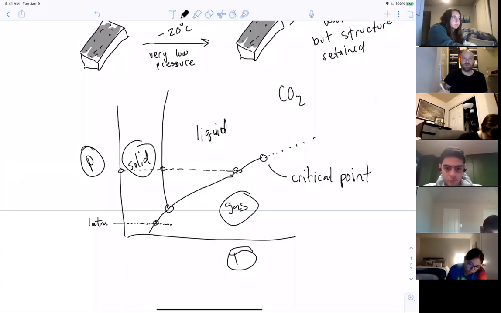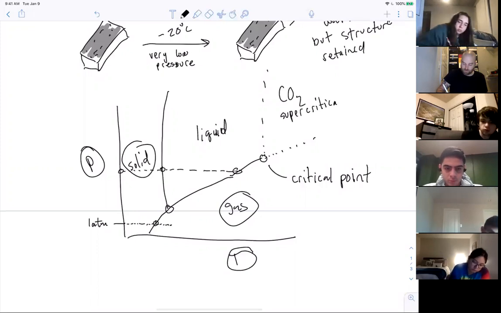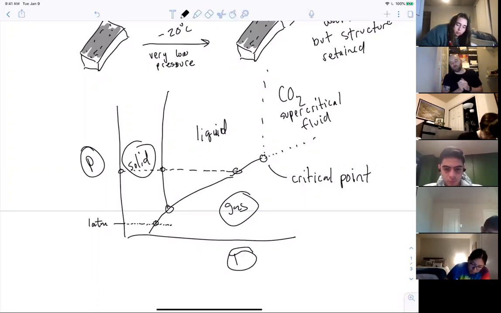And so above here, like in this region, let's say, you have what's called a supercritical fluid. Supercritical fluids are interesting because they're not liquid and they're not gas. They're somewhere in between. They're indistinguishable. I don't know the exact physics of the details, but they have properties of gases and liquids, which makes them really useful.